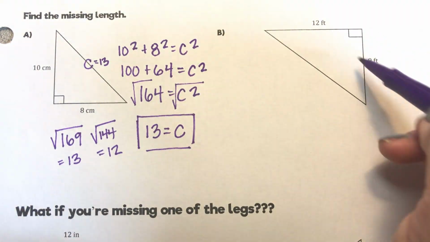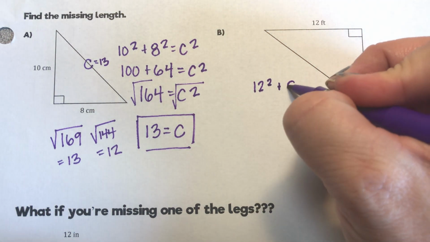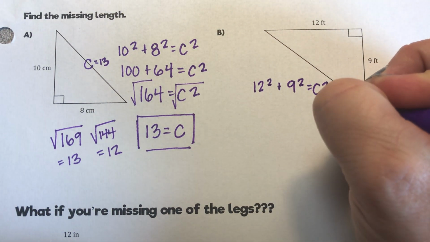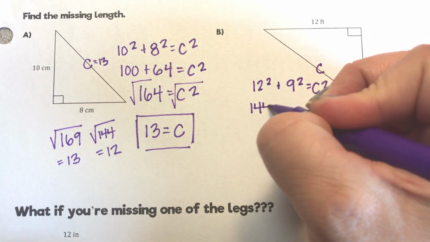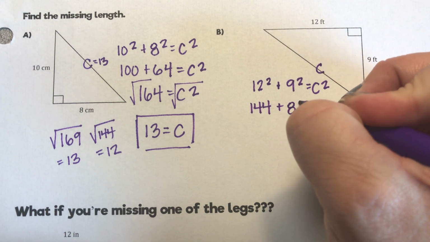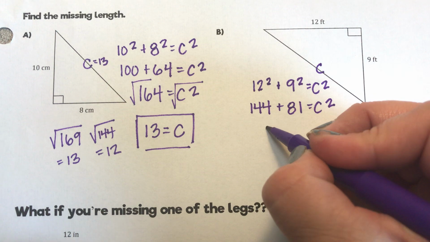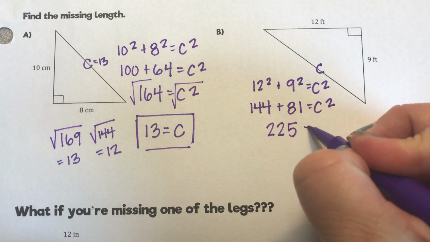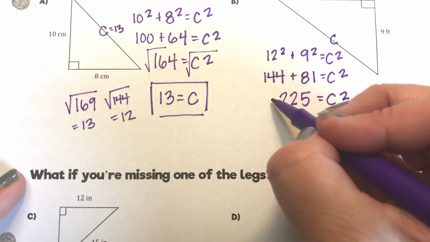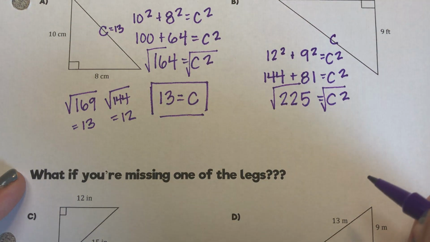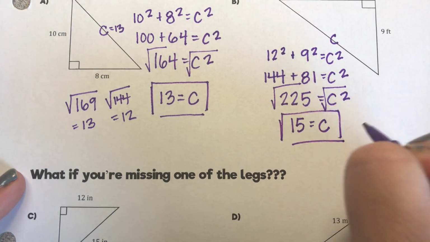Okay, let's look here at letter B. So 12 squared plus 9 squared equals c squared, because I'm missing that hypotenuse. 12 squared is 144. 9 squared is 81. When I add these two together, I get 225 equals c squared. But again, I don't want to know what c squared is. I want to know what just c is. So I'm going to take the square root, and the square root of 225 is 15.